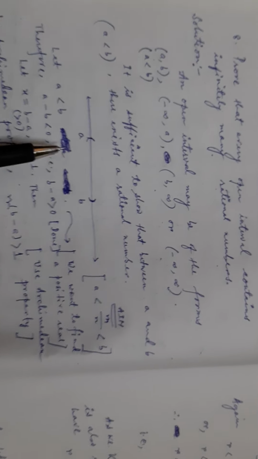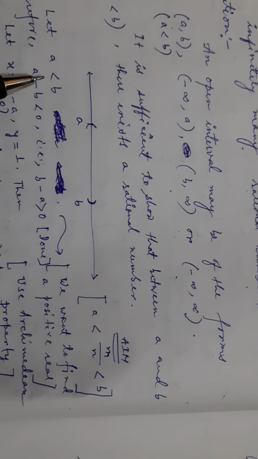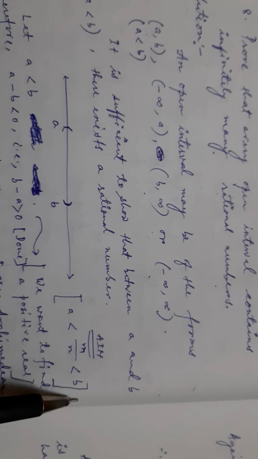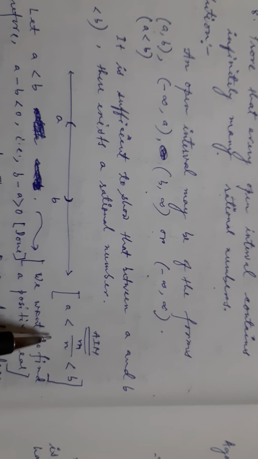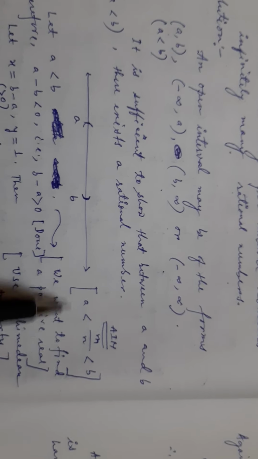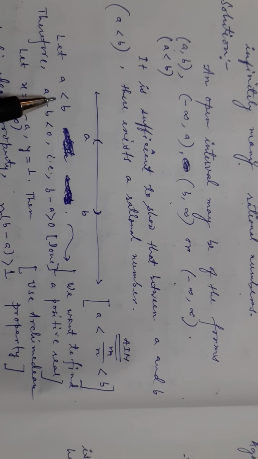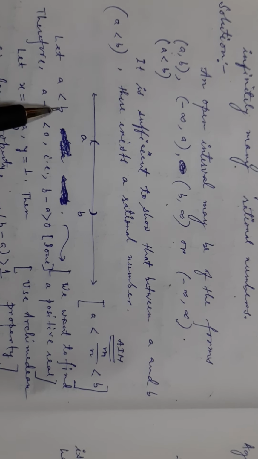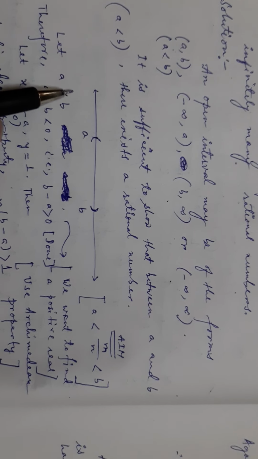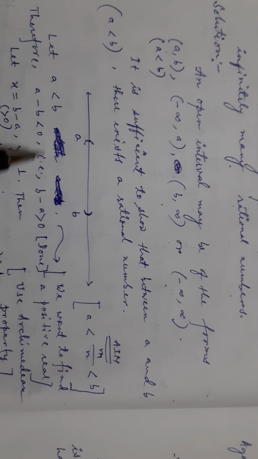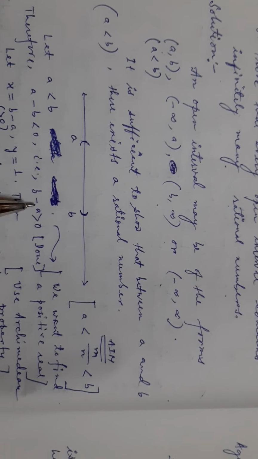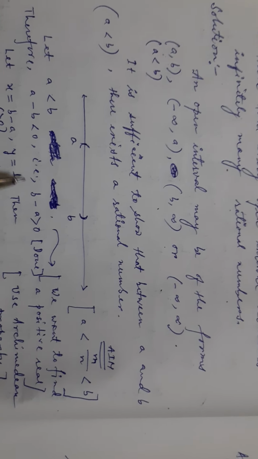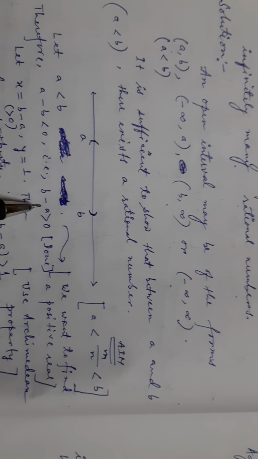So we start with the relation a < b. We have to show that between a and b there is a rational number of the form m/n. From this relation a < b, we will get a positive number, and this will be obtained by b - a > 0. From this we can write this one.